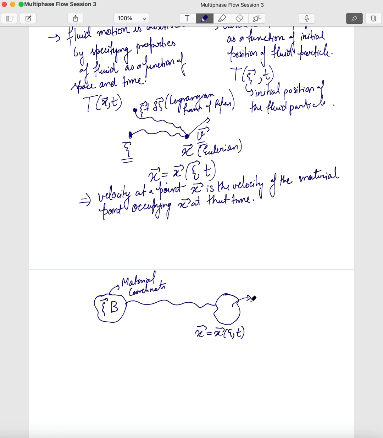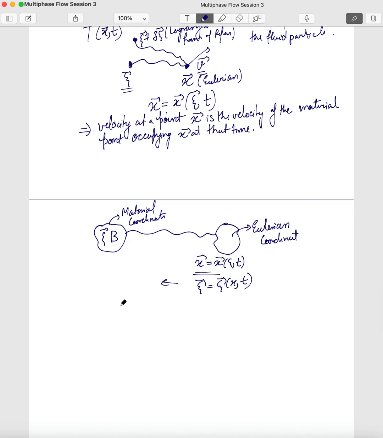Okay, so that is the Eulerian coordinate. So basically you are tracking from here to here, so you can write it like this. Now you can also go back from here to here, and you can write zeta to be a function of this position, that is zeta of x and t. So basically this is the interchange between the Eulerian and the material coordinate.